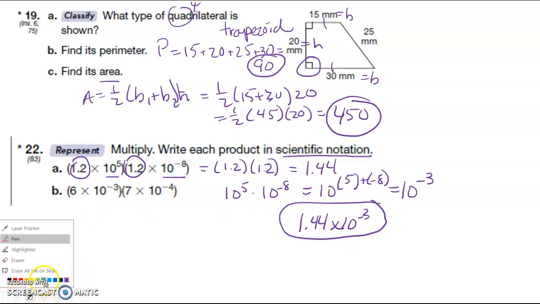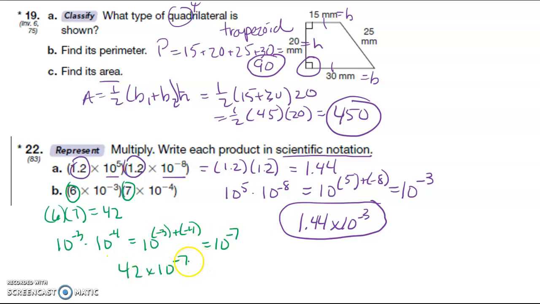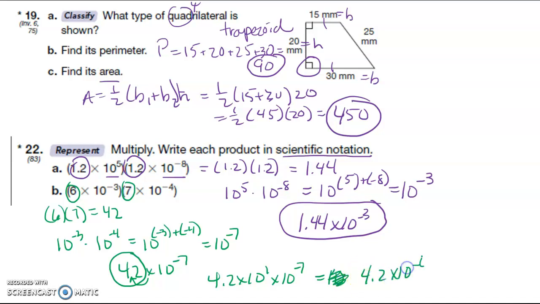Let's see, let's do a different color. So B, we do the same way. 6 times 7 is equal to 42. 10 to the negative 3 times 10 to the negative 4. 10 to the negative 3 plus negative 4, which is 10 to the negative 7. So I end up with 42 times 10 to the negative 7. This is not scientific notation because this is greater than 10. So I have to scooch my decimal. I get 4.2 times 10 to the 1 times 10 to the negative 7, which gives me 4.2 times 10 to the negative 6.